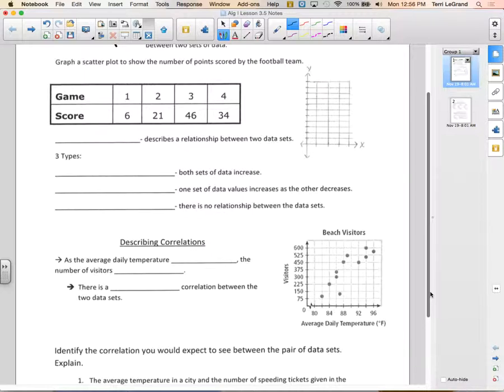So here's one where the two sets of data that are going to be compared are the game. What game number was it? Was it the first game, second game, third game, or fourth game? And how many points were scored? Now, these are points scored by what? What type of a sport? We don't know. Yeah, we do. Oh. Football team. So you know what? We're going to write that at the top, that's going to be the title of our graph. We're going to say, this is a football team.